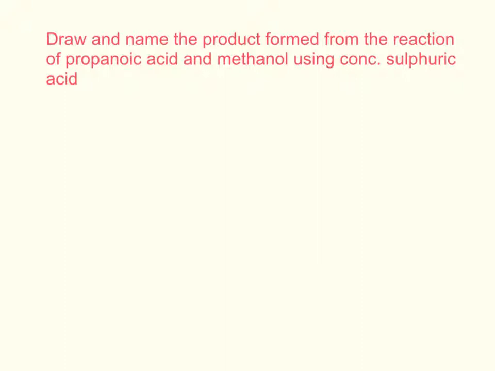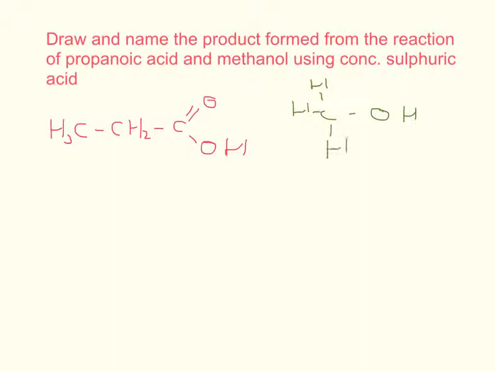So, let's draw first of all propanoic acid. So CH3, CH2, C double bond, OH, like so. And I'm also going to draw methanol. Methanol, of course, is just this guy. One carbon and an OH group.